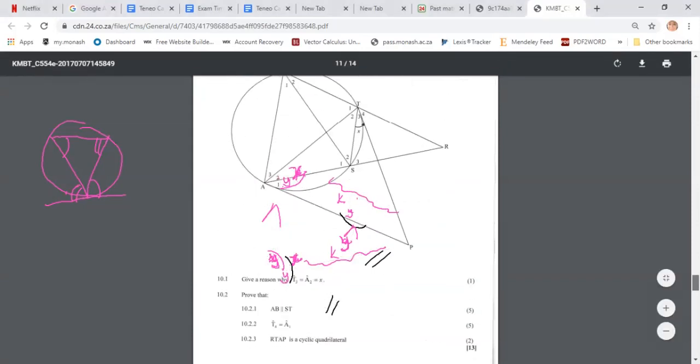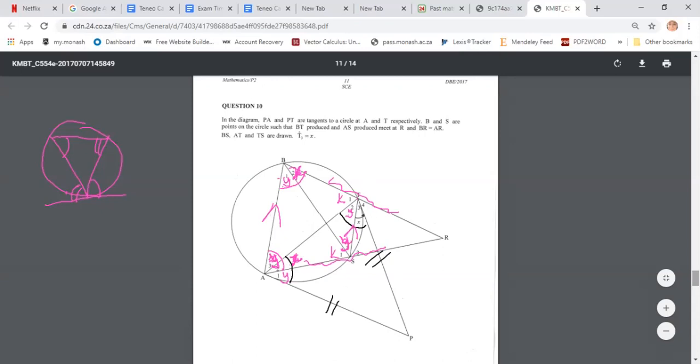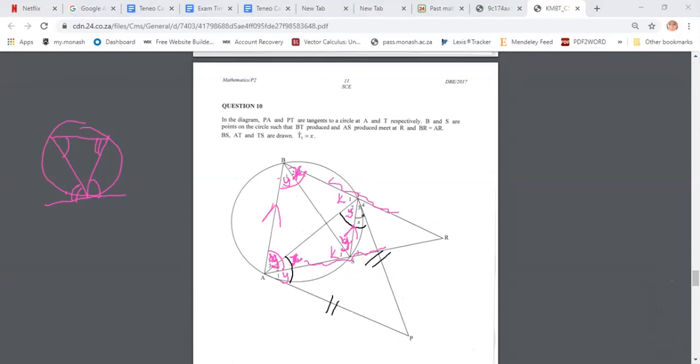All right, so what else did they ask? They said you must prove that angle T4 equals A1. Does T4 equal A1? In other words, if A1 is a Y, I'm going to try and get this one to be a Y. Right, so I somehow need to try and get this to be a Y.